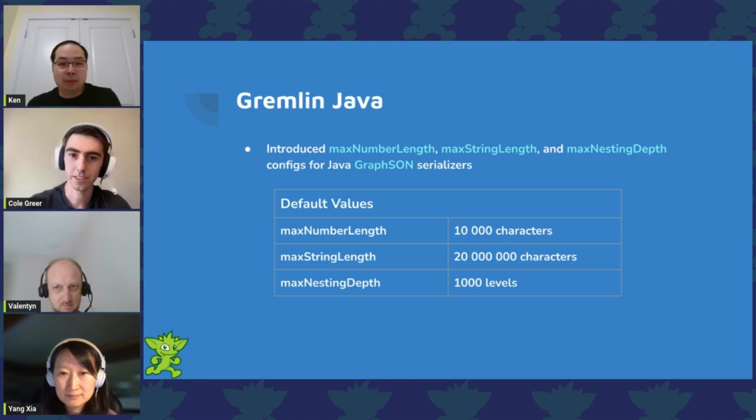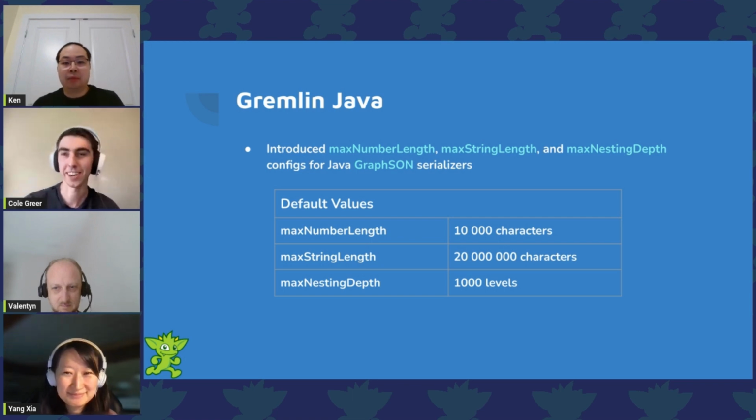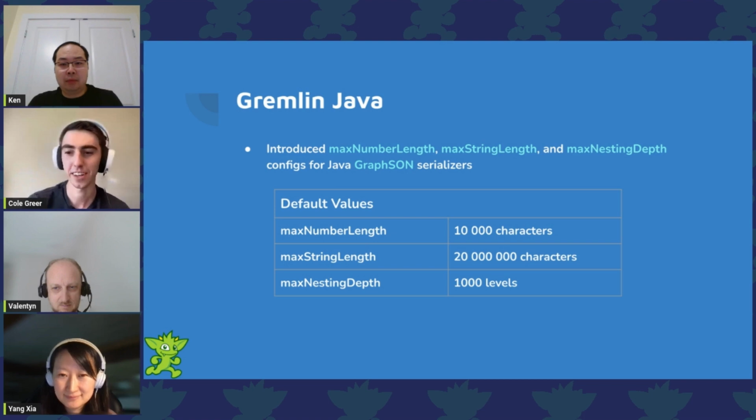One thing to note that's a little interesting is these are, especially for number length, a character limit, not a max value. So it's 10,000 characters in the serialized JSON for the number, which is a bit of a strange measure, but that is how it is measured here.